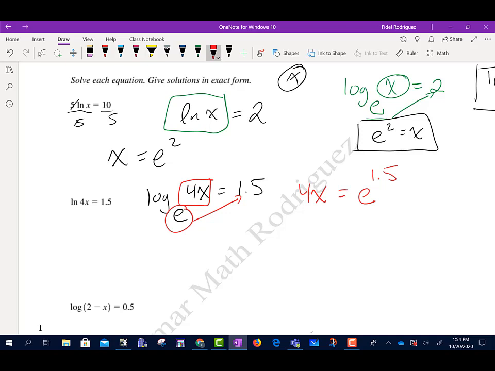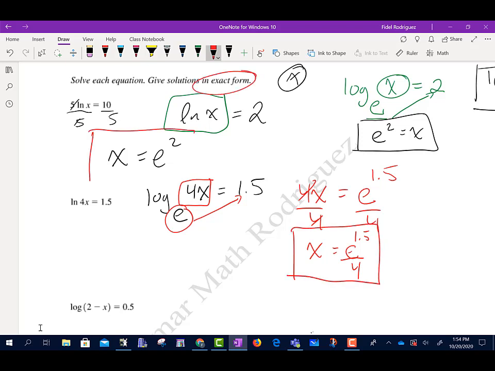How do I solve for x? All we have to do now is divide both sides by 4. And here's my answer. So notice how it's asking me for exact form. This is what we're looking for. This is exact form. Decimals are not going to work. If it tells me to give it an exact form, that's exactly what we're looking for, okay?